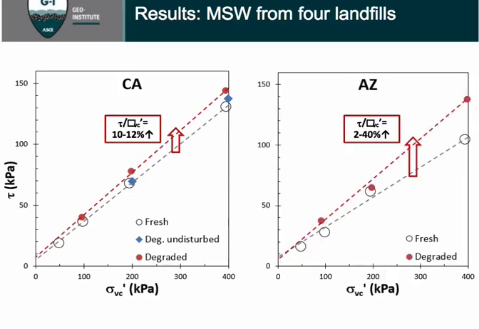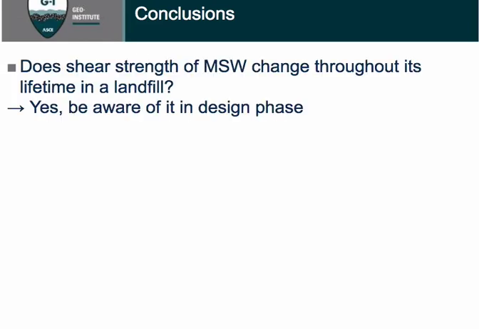We believe this difference in waste strength change after waste degradation is related to the waste composition and also the moisture content and waste structure, waste fabric. But we haven't established a very detailed correlation between them yet. So for this presentation, we just want to show some of our preliminary results. So now let me come to some conclusions.